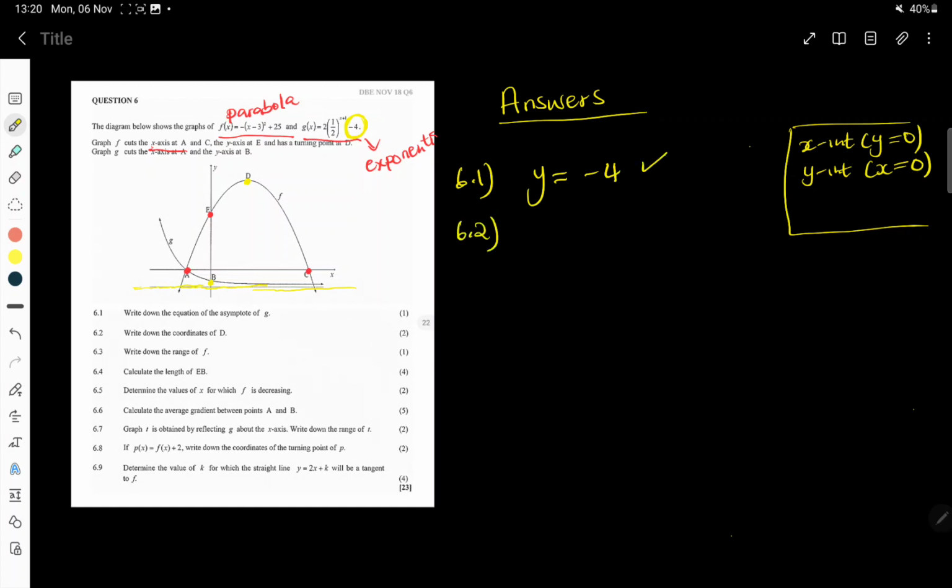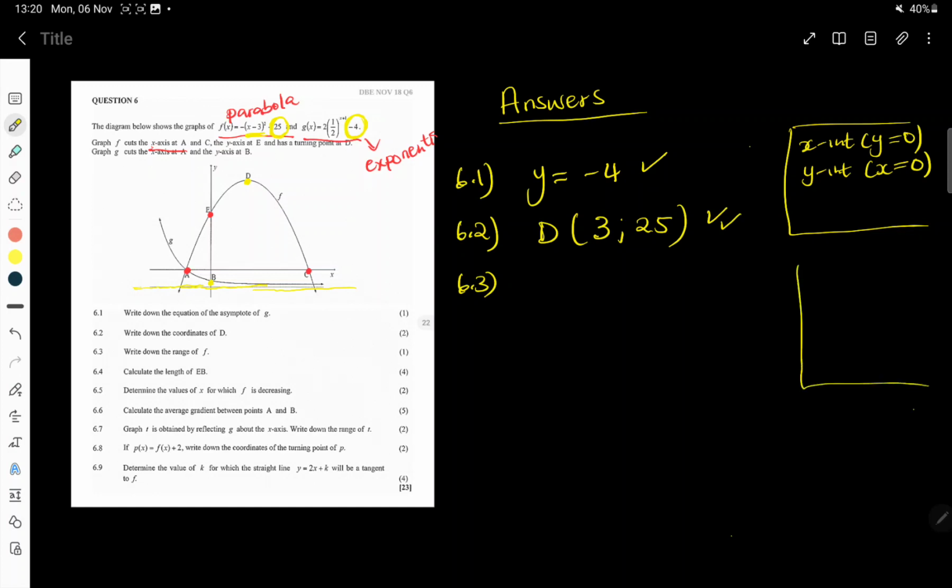Then 6.2, the coordinates of D. D is your turning point. You can directly get your turning point from the equation. If it's x minus 3, then it means in your coordinate you're going to write +3. If it was x plus 3, then it's going to be -3. So it's negative there in your equation. So in your coordinate form, it's going to be 3 is to 25. Then this value there, it's 25. So it's 2 marks.